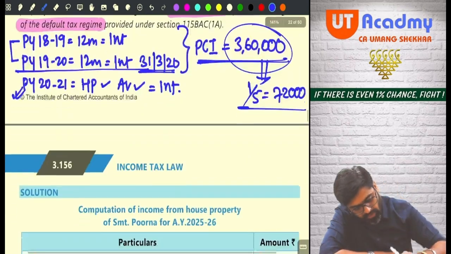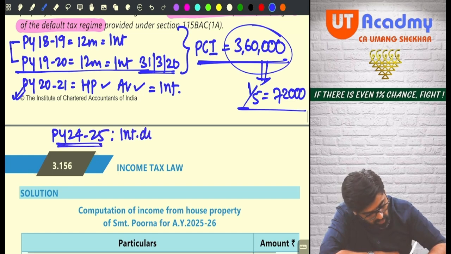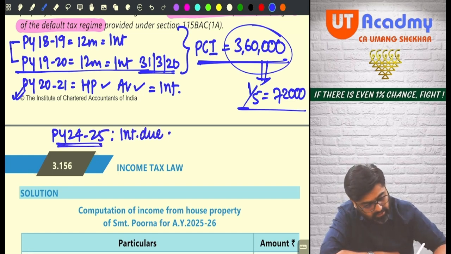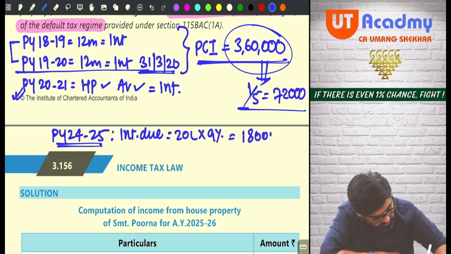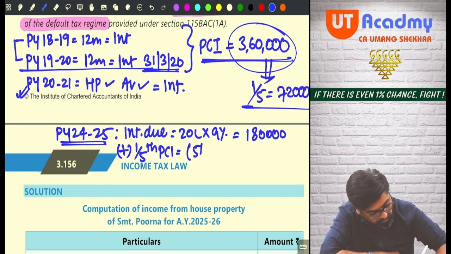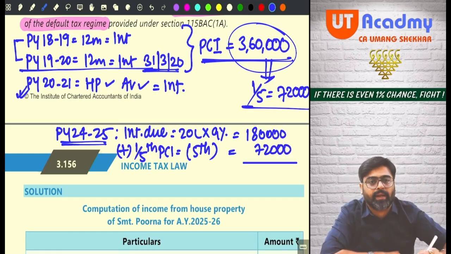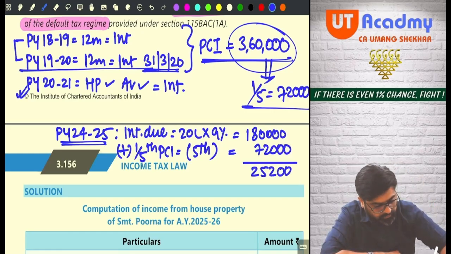So now in my previous year 24-25, the interest which is due on the loan outstanding in this year is how much? 20 lakhs into 9%, which is 1 lakh 80,000, plus the 1/5 of pre-construction interest, which was how much? 72,000, and this is the 5th and final installment coming in my previous year. So total interest for my previous year is not 180 now, it is 2,52,000.